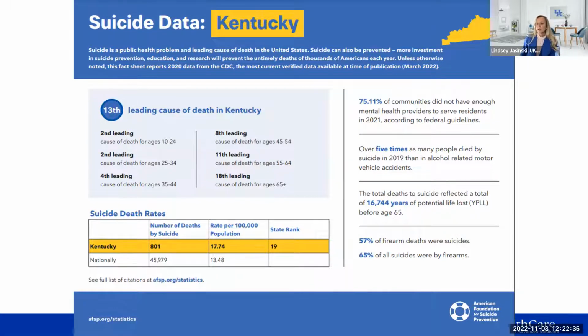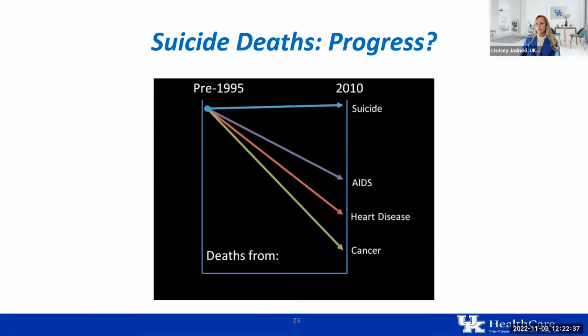On the next slide, I love the graphic because it shows, pre-1995, there has been a ton of work that's gone into reducing the impact of health conditions such as AIDS, heart disease, and cancer. But if you look at the trajectory, suicide deaths have actually increased since that time. And a lot of the work that went into addressing heart disease and cancer is based heavily on screening. And so I think that's the work that we need to apply to suicide as well.